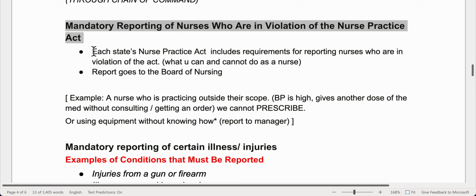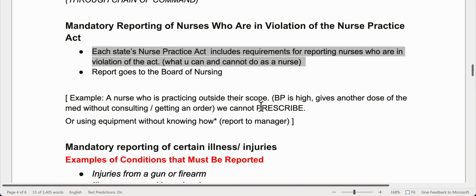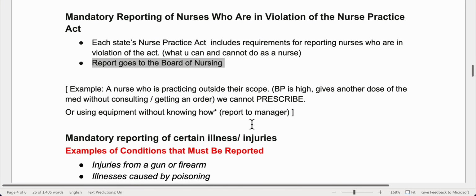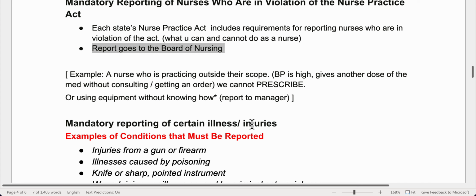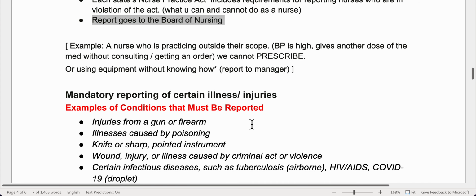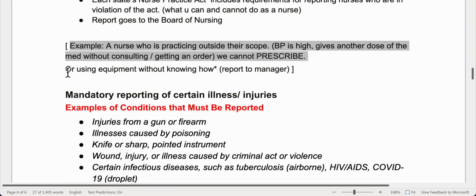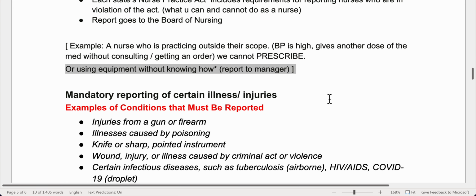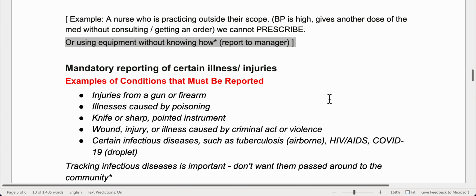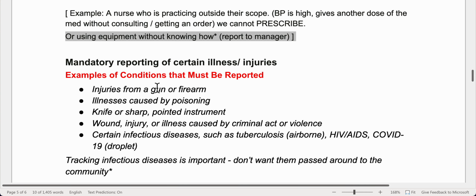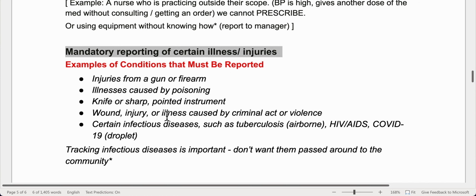Mandatory reporting of nurses who are in violation of the Nurse Practice Act. Each state's Nurse Practice Act includes requirements for reporting nurses who are in violation of the Act: what you can and cannot do as a nurse. Report goes to the Board of Nursing. Example: a nurse who is practicing outside their scope, BP is high, gives another dose of the med without consulting, getting an order we cannot prescribe, or using equipment without knowing how. Report to manager.